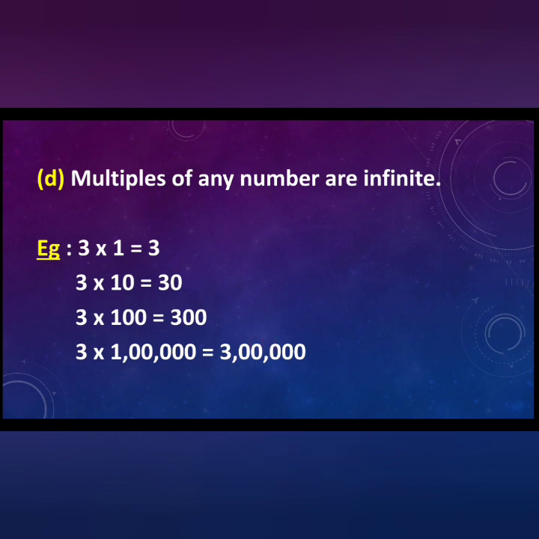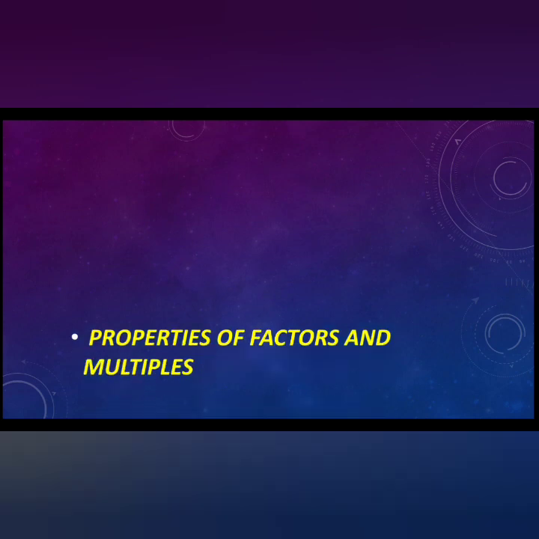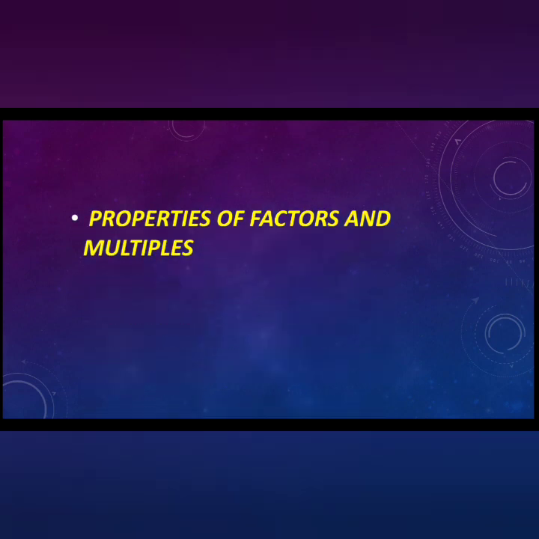So these are the properties of factors and multiples. And always remember, the greatest factor of a number is the number itself, and the smallest multiple of any number is the number itself. Now let us recall what we learned today. First of all, we discussed the properties of factors and multiples with examples also.